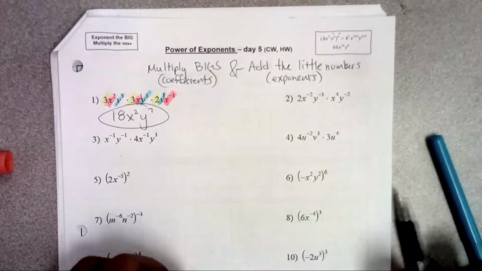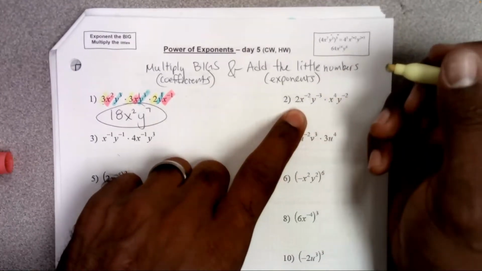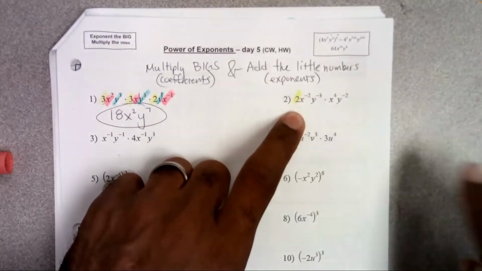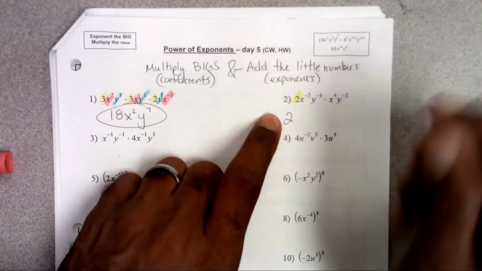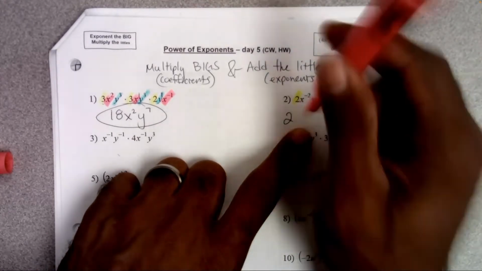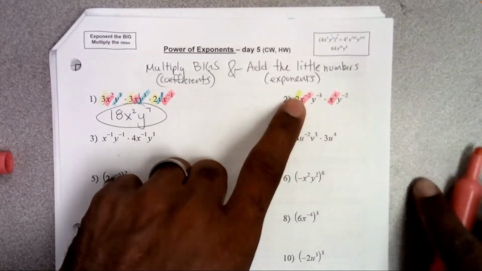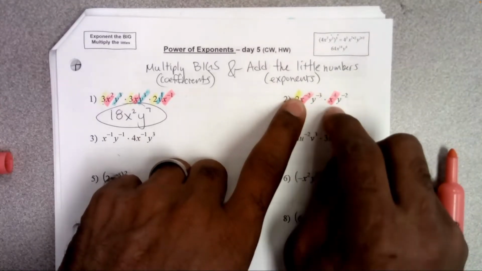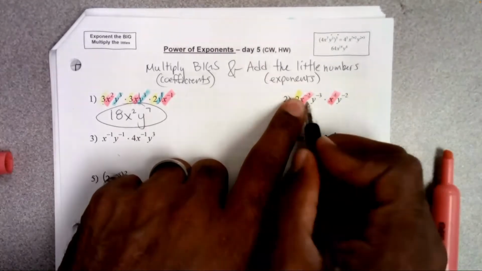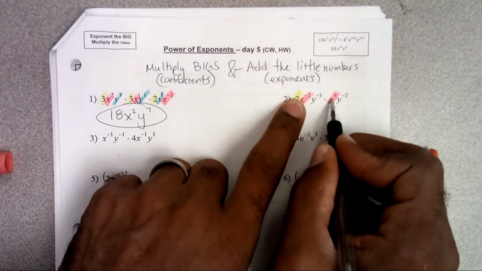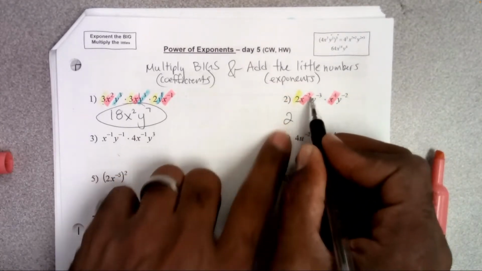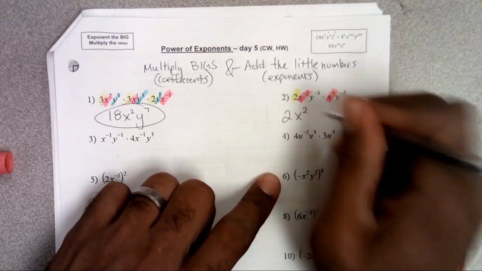All right, so here's another one. All right, the next one, we only have 2. So we're just going to bring that 2 down. There's nothing to multiply there. Then we'll go to our x variable, x to the negative 2, x to the 4. So now we've got negative 2 and 4. So remember, negative 2 plus 4, okay, that's basically the same as 4 minus 2. So that's going to be x to the power of positive 2.